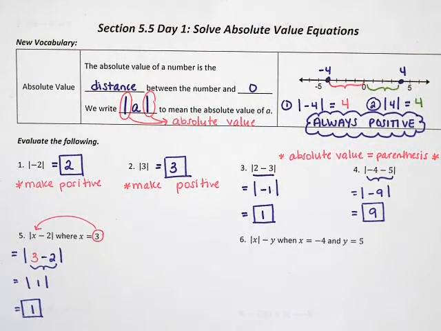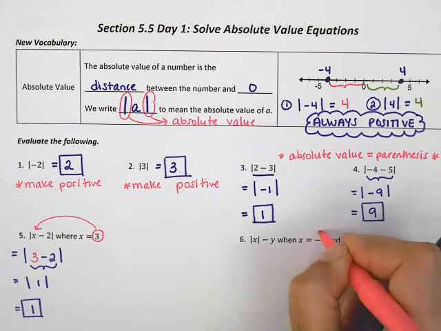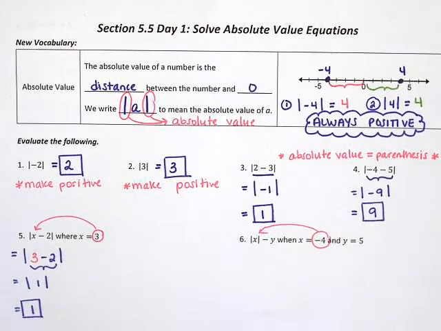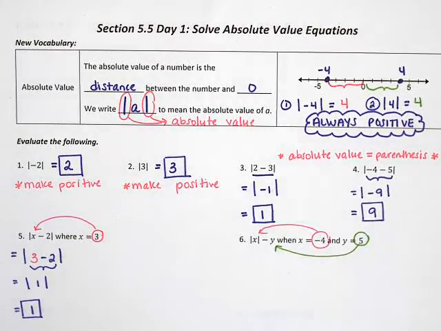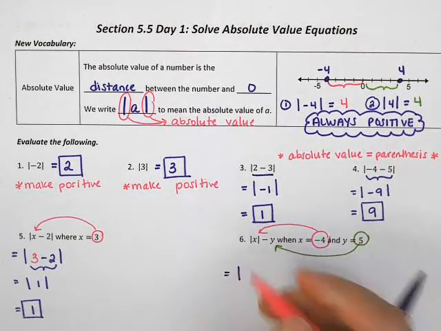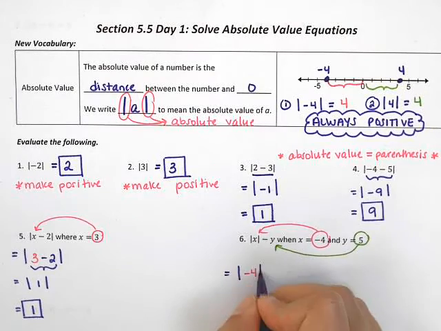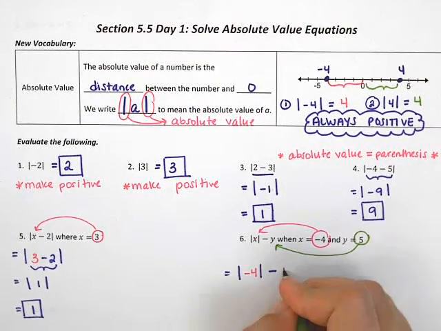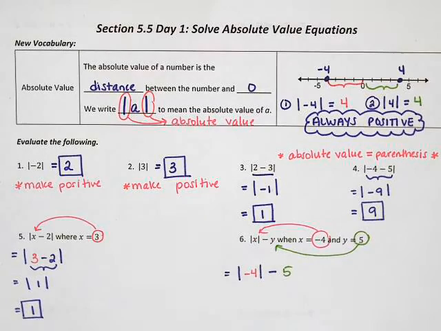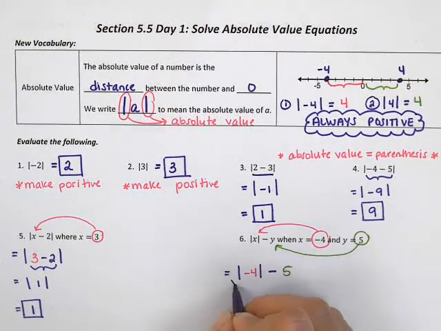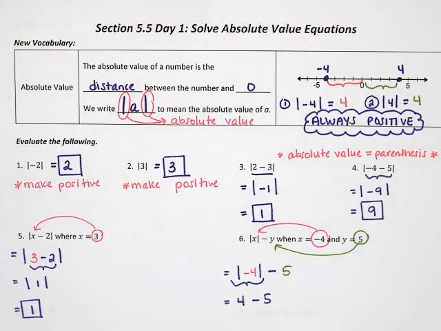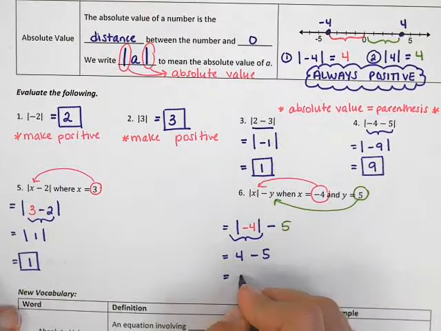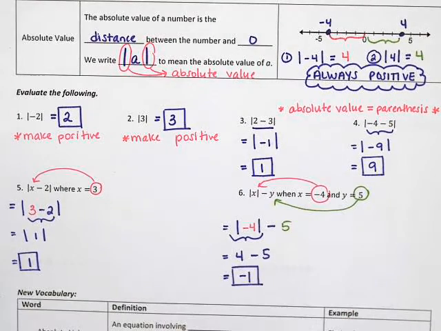For number 6, we would take the x and the y and plug them both in. So we have the absolute value of negative 4 minus, when you plug in the y, you plug in 5. Now in this problem, the absolute value is only around the negative 4. So the answer would be positive 4, and then I just drop down the minus 5. 4 minus 5 would be negative 1, and that would be my final answer.